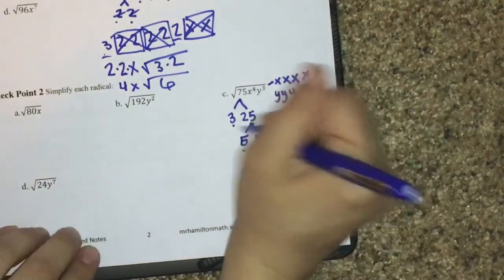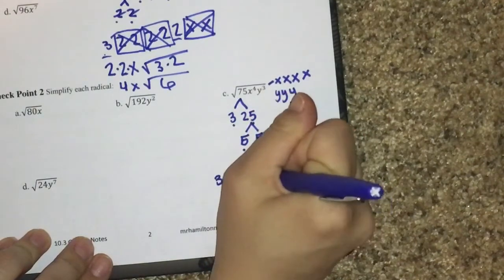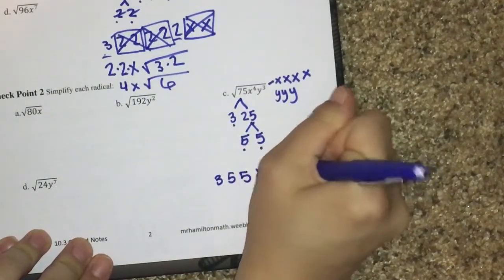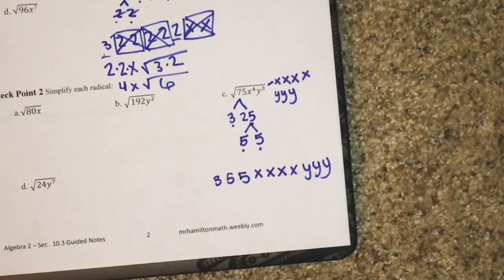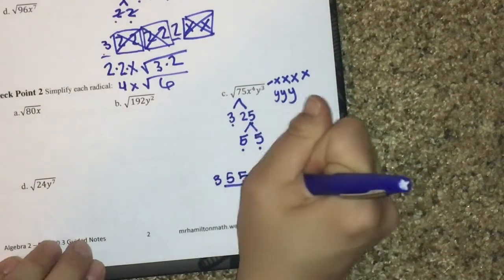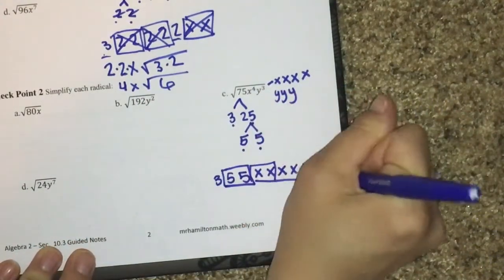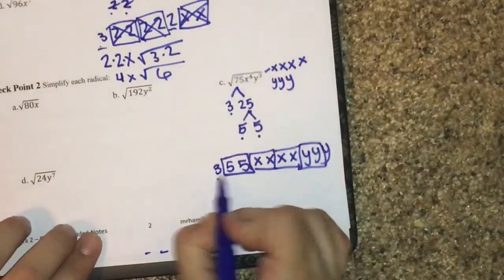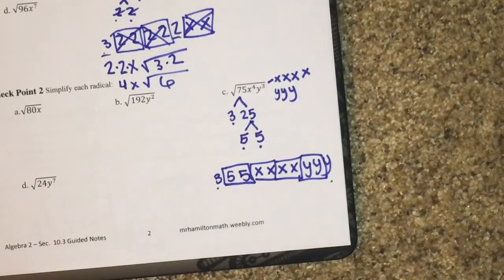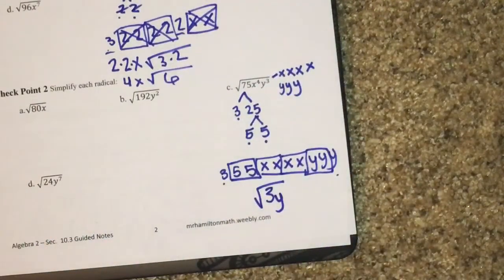Now we are going to write out all of our numbers and letters on the ends of our trees. So we have 3, 5, 5, X, X, X, X, Y, Y, Y. From here, we are going to circle groups of 2. In this case, the 5's. There are 2 X's. There's another set of 2 X's. There's also a set of 2 Y's. We are left with just the 3 and the Y, so we know that those are going to stay on the inside of my radical because they did not have a partner.